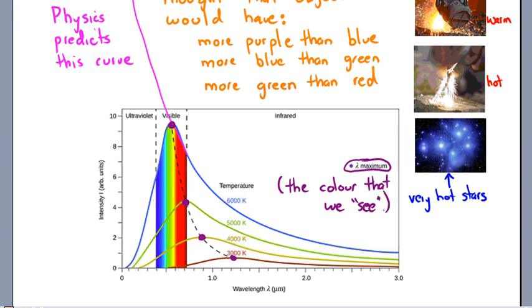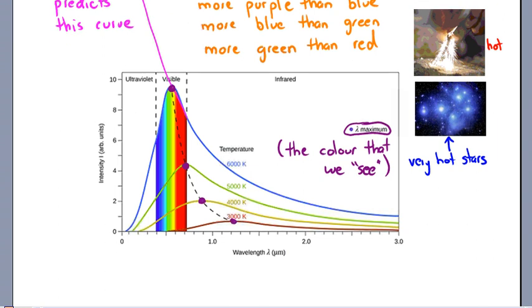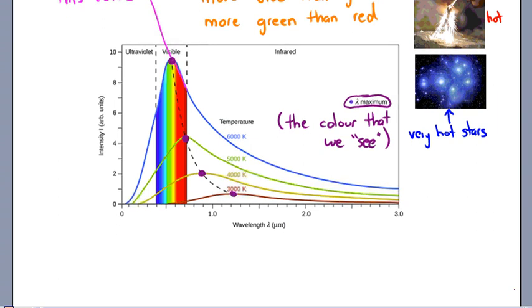So when you stare at an object, if it's fairly cool, you might see it as a redder picture. If it's really, really hot, then you're going to see it as a bluer picture. Now, I've got a little applet here, one of those PhET apps, where we can check this out. But before we do, I'm going to highlight this bottom axis on the graph.